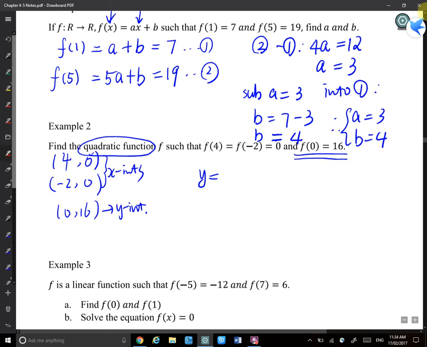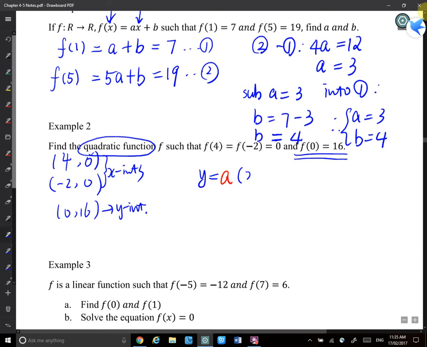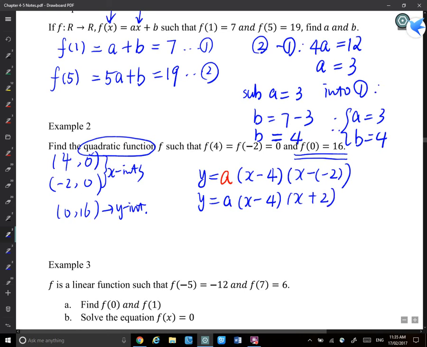When you start to write any quadratic equation, you always start by writing a, because you don't know the dilation. So it's a times (x minus x1), where x1 will be 4, times (x minus x2), where x2 will be -2. So what you have is a(x - 4)(x + 2). And now you will sub 0 and 16 in.